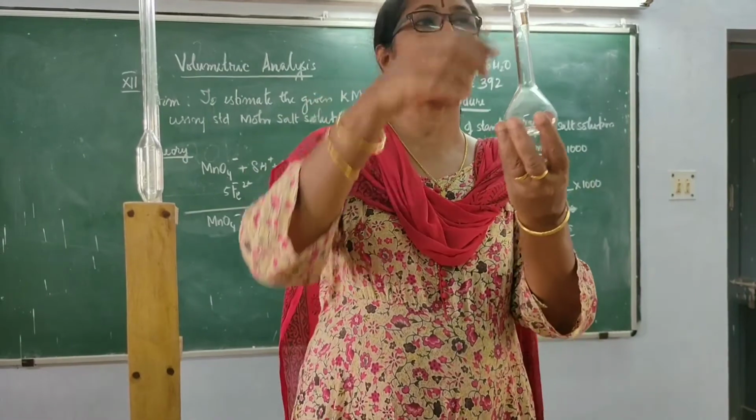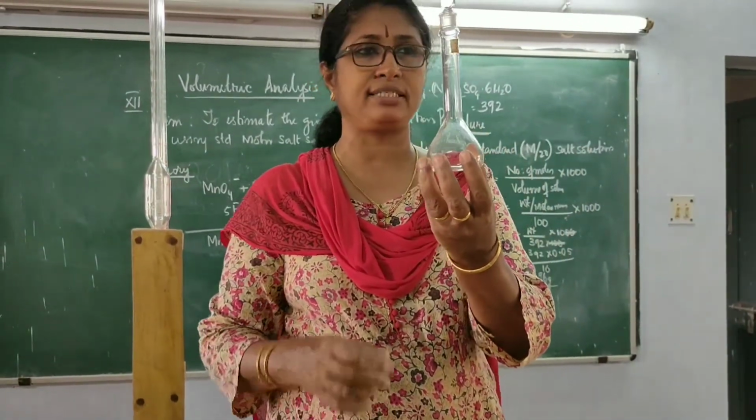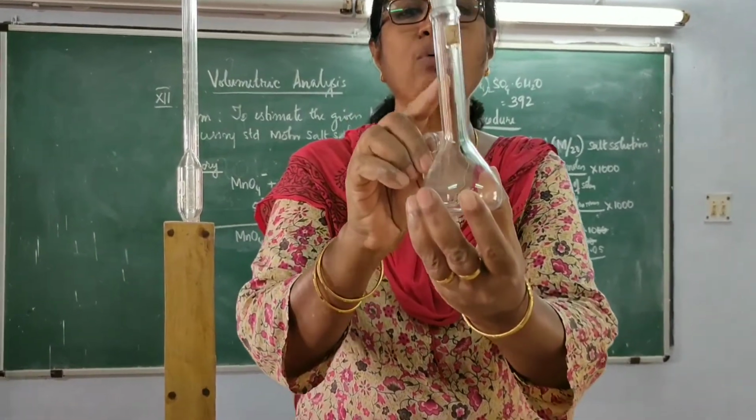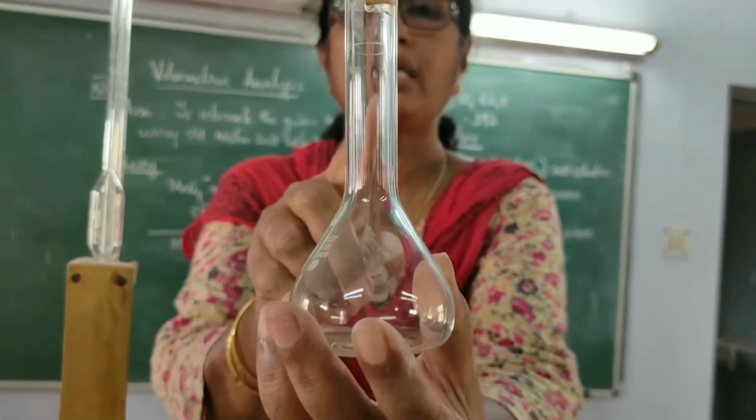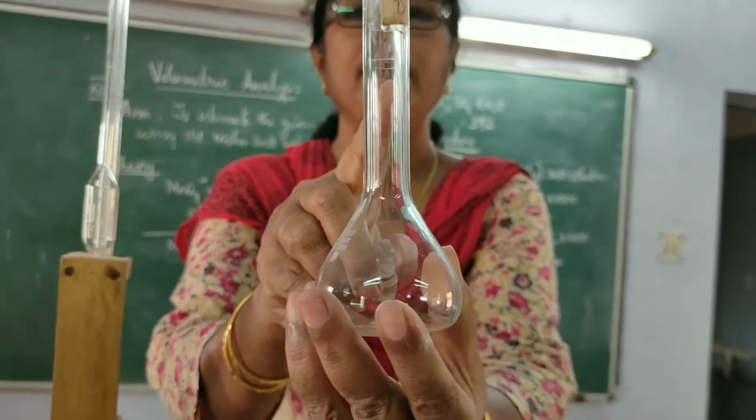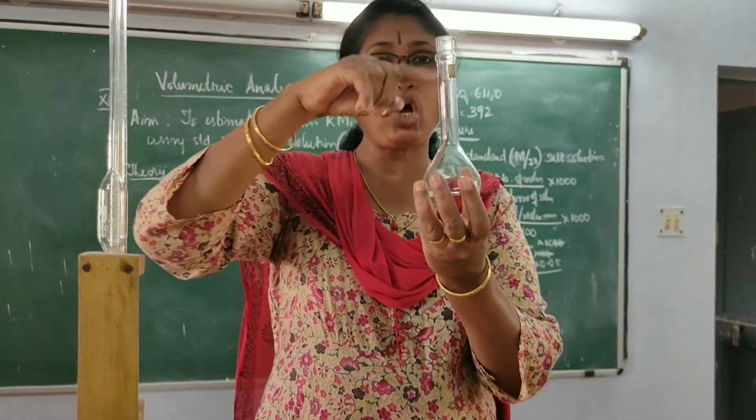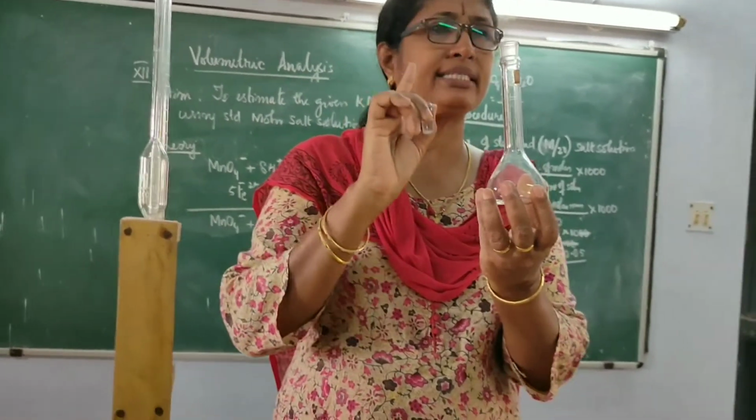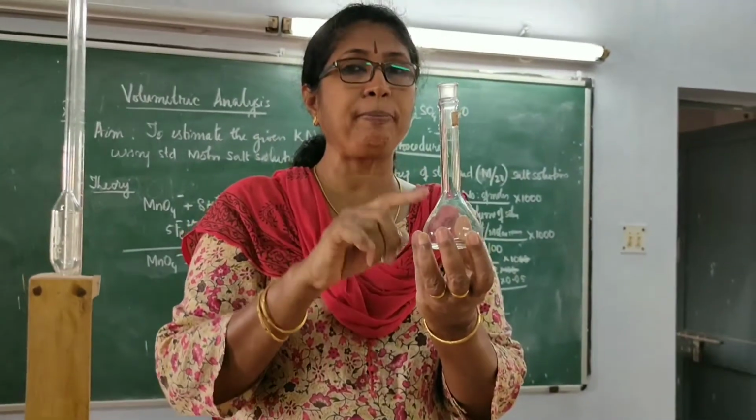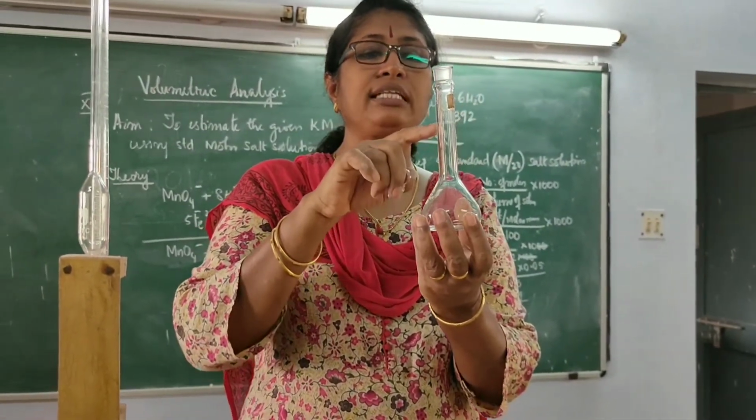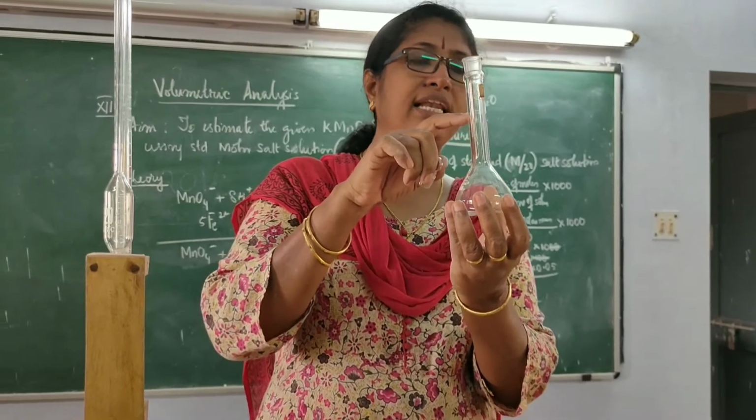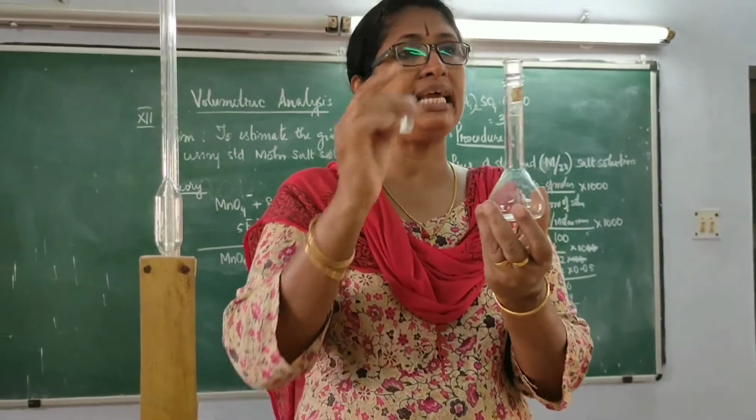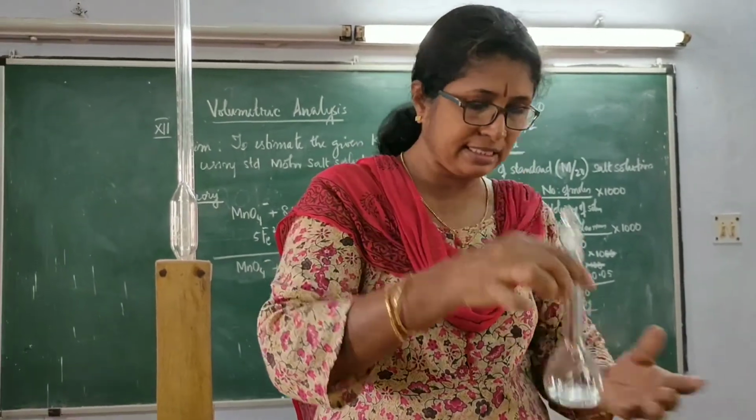Now this is the standard flask. It is also called a volumetric flask. This is a 100 ml standard flask. You see here there is a round mark. When you prepare the solution, the lower meniscus of the solution must touch this mark. Then it will be exactly 100 ml. Okay, so this is the standard flask.